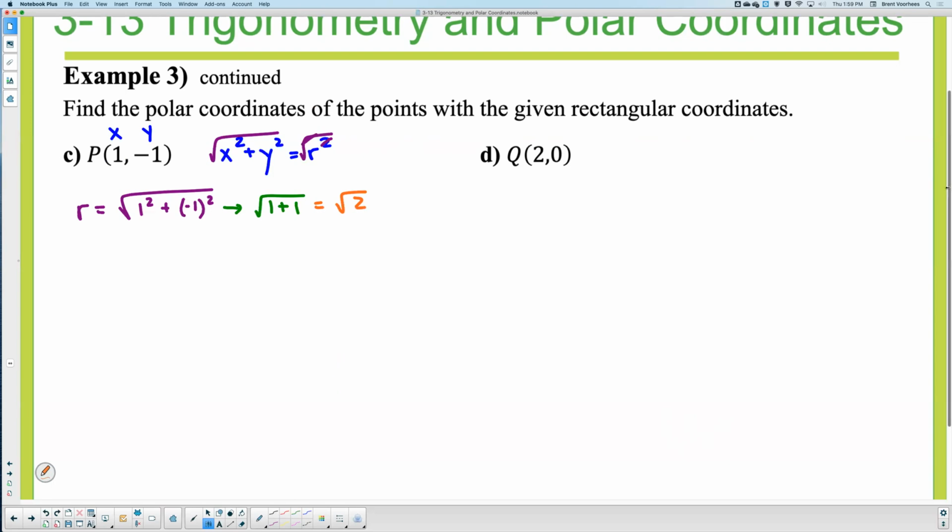Now here's what's tricky for the theta. The theta depends on what quadrant it should be in. Positive 1 comma negative 1. What quadrant is that located in? The 4th quadrant. That is right 1, down 1. That point is somewhere over here. Actually, I shouldn't have drawn the circle. Let me do this again, because we're not on the unit circle right now. Just draw this point right there. That's 1, negative 1.